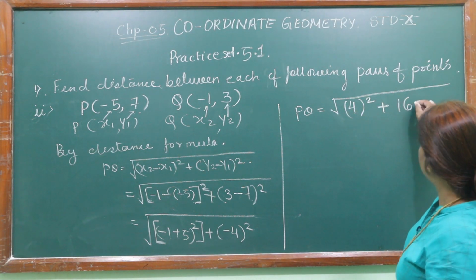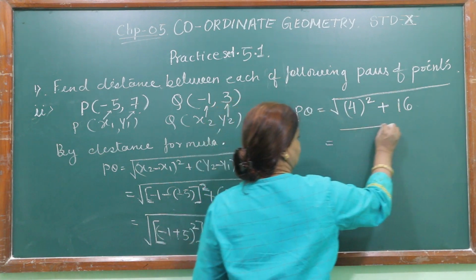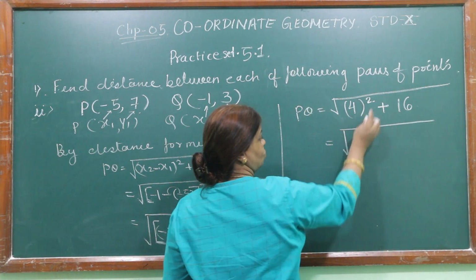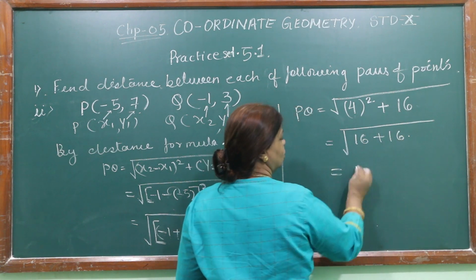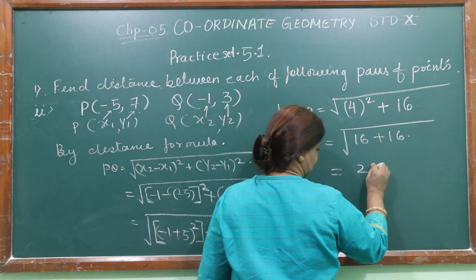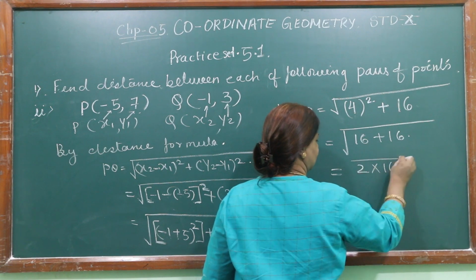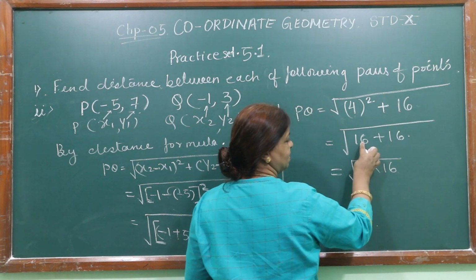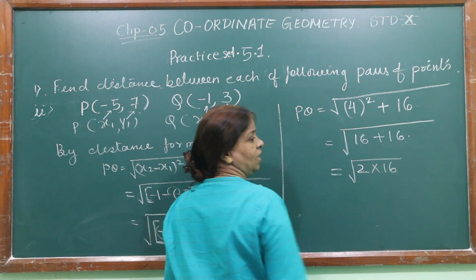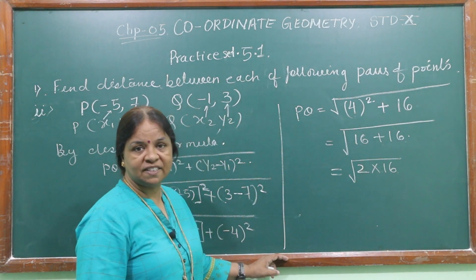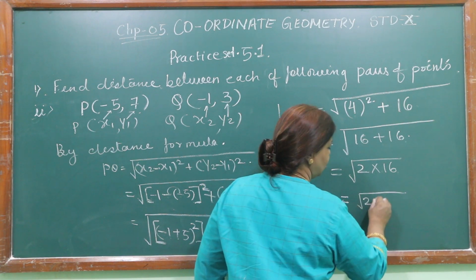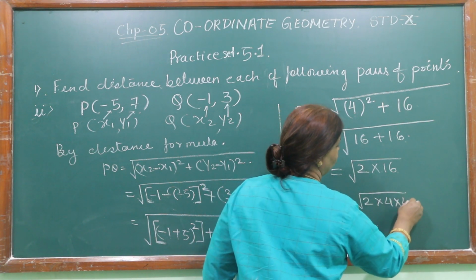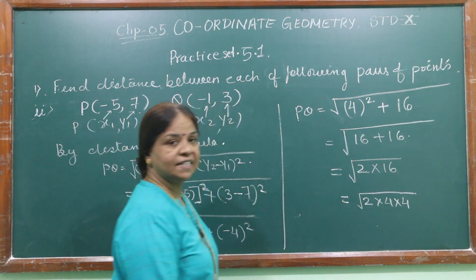It will be 16. Further, now 4 square is 16, plus 16, which is 2 times 16, children. Isn't it? 2 times 16 means 16 plus 16 is 32. 32 can be written as 2 into 16, then 2 into 4 into 4. 4 4s are 16.